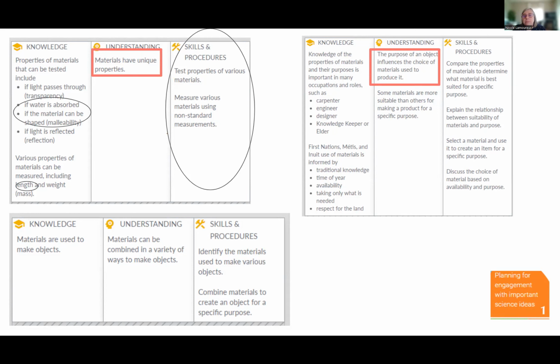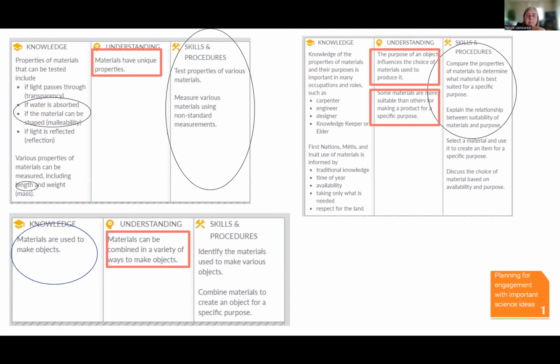Then I look at the idea that the purpose of an object is influenced by the choice of materials used to produce it, and that some materials are more suitable than others. Then I looked at comparing the properties. This is testing, and the results are going to be comparing, so I'm going to look at the science methods for this. Explain the relationship of the suitability. I looked at this cusp as well: materials can be combined in a variety of ways to make objects. So I was starting to formulate in my mind where I would be going with this, how the students can use this authentically, and that materials are used to make objects.